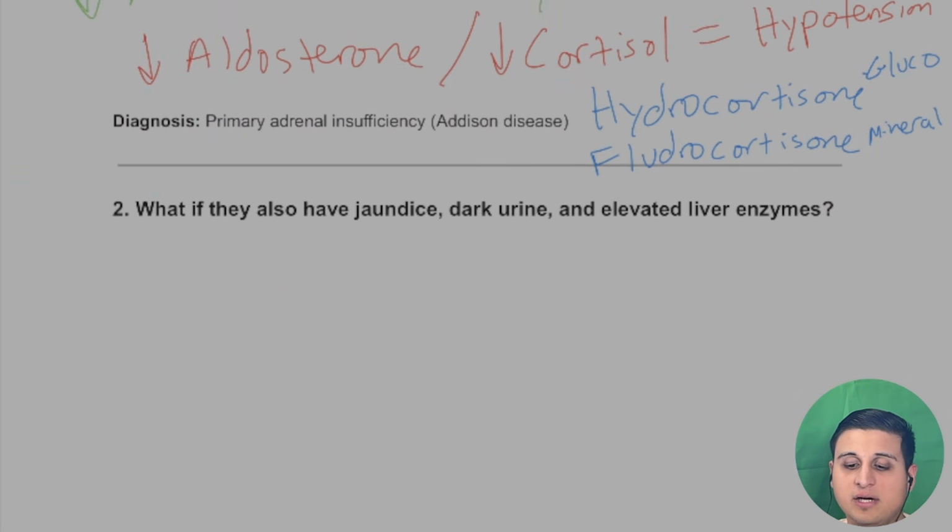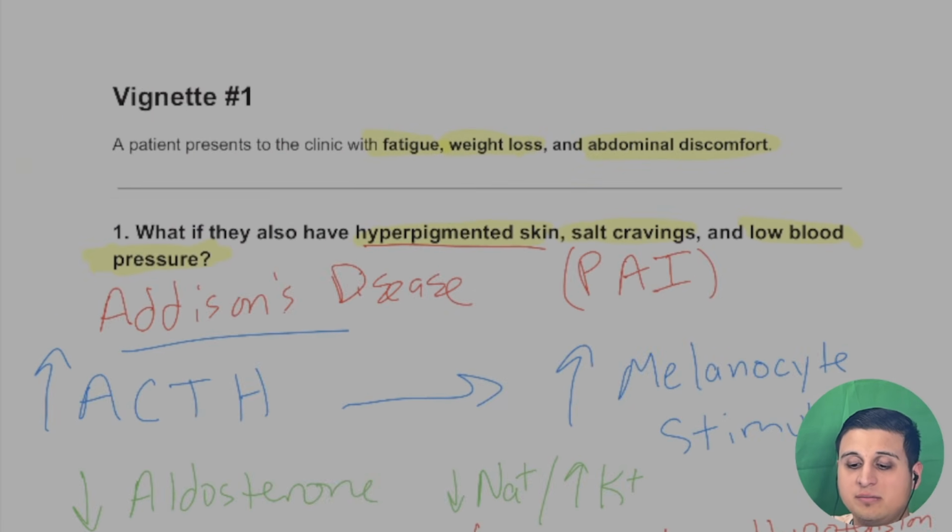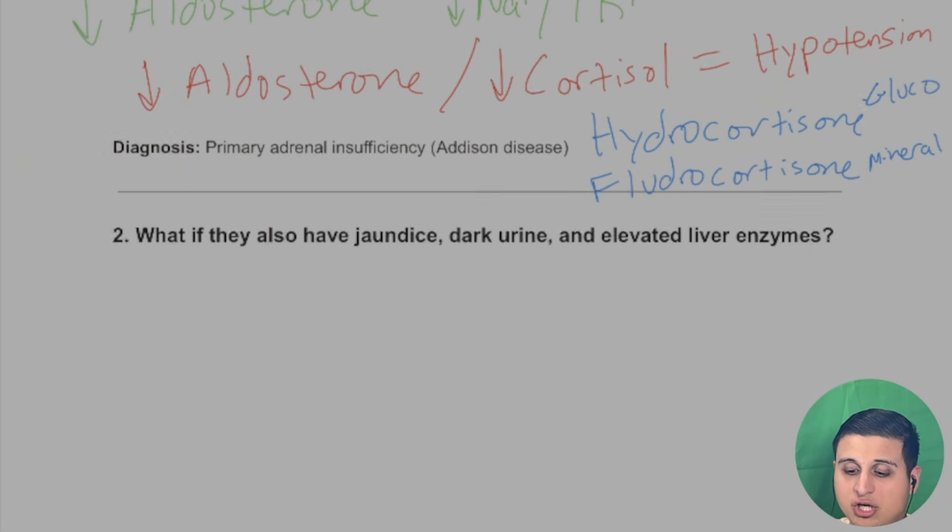All right. Let's move on to the second phrase, where now we have the same set of original symptoms: fatigue, weight loss, and abdominal discomfort. However, now we have jaundice, dark urine, and elevated liver enzymes. So for someone who's coming in with fatigue, weight loss, abdominal pain, and then now we see they have jaundice, elevated liver enzymes, we have some sort of hepatic disease, right? And this is probably going to scream some sort of hepatitis to us.